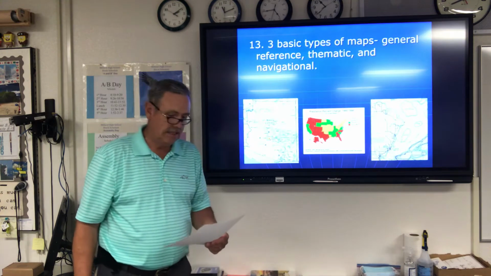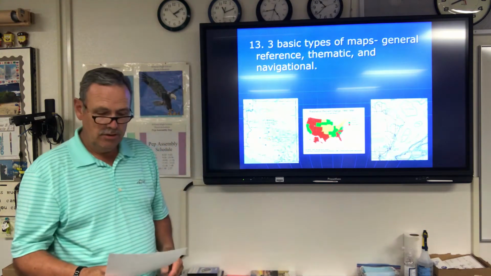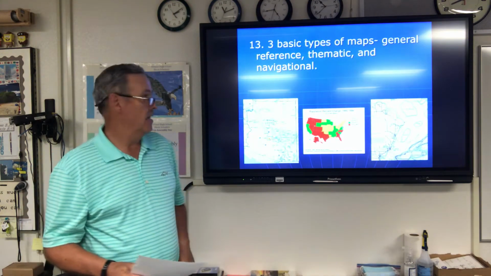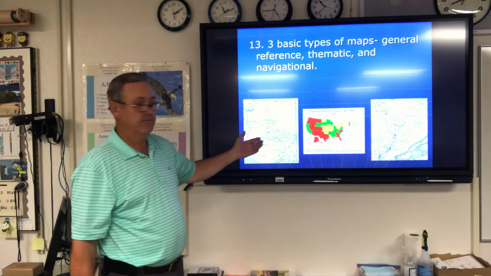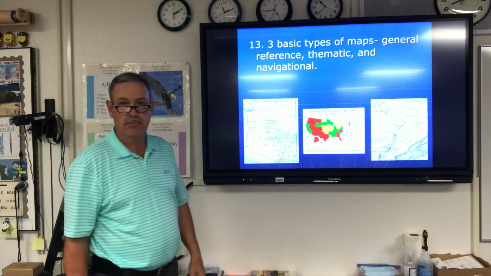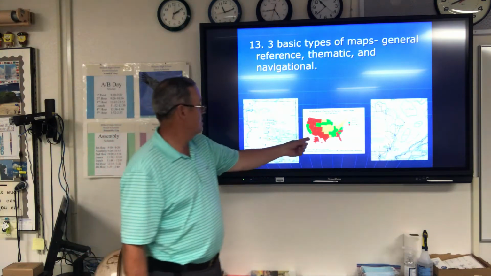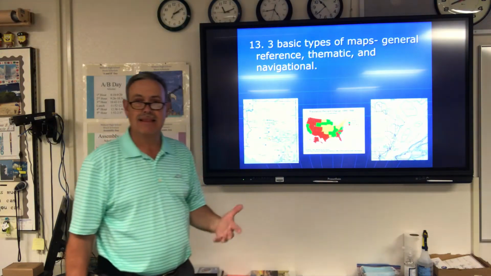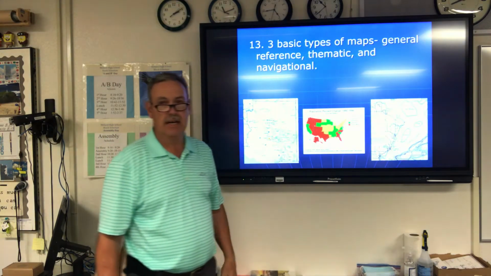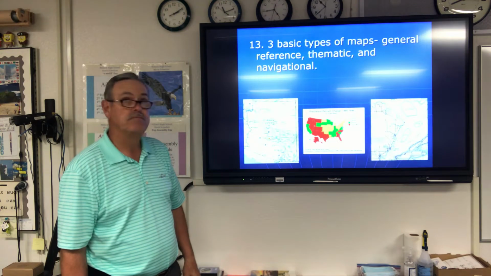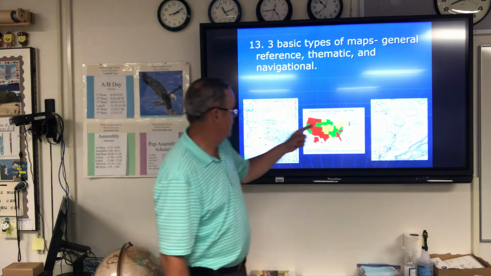Okay, we have the 3 basic types of map: a general reference, a thematic, and a navigational. So this is a reference map. Okay, it's obviously a map of Arizona. This is a thematic. That means it has a theme to it. So population percent change from 1990 to 1996. And then a navigational one.